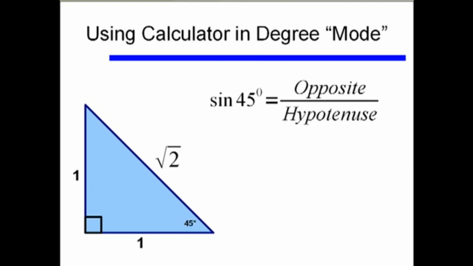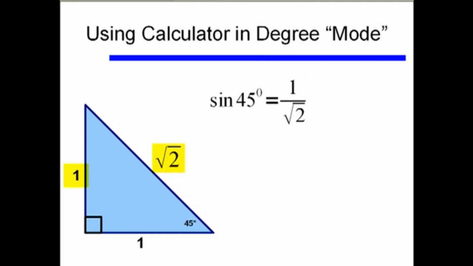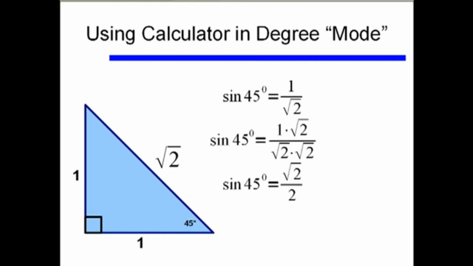If I wanted to talk about the sine of 45 degrees, we remember the sine of an angle is the opposite side over the hypotenuse, and in the case of a 45-degree triangle, that would be 1 over square root of 2. We also need to remember that we can't leave a square root in the denominator, so we'll rationalize the denominator by multiplying the numerator and denominator by square root of 2, and that leaves us with sine of 45 degrees equaling square root of 2 over 2.